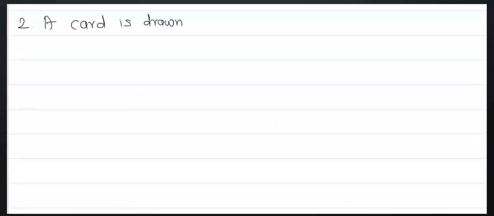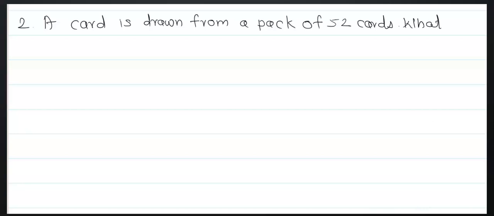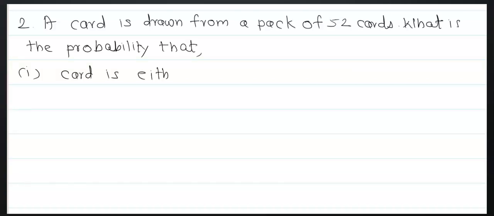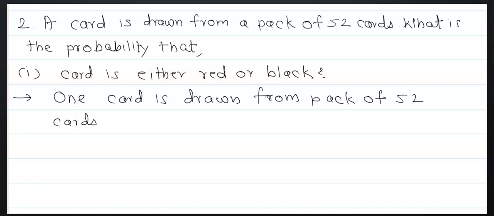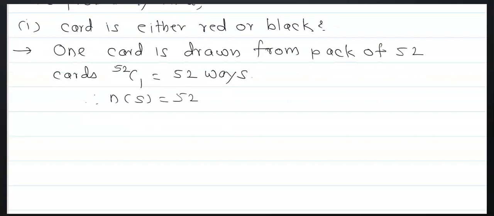Now we'll start the second problem. A card is drawn from a pack of 52 cards. What is the probability that a card is either red or black? Now this is also a simple problem. There are 52 cards. One card is drawn from the pack of 52 cards. That is 52C1, which is equal to 52 ways. Therefore, n of S is equal to 52.